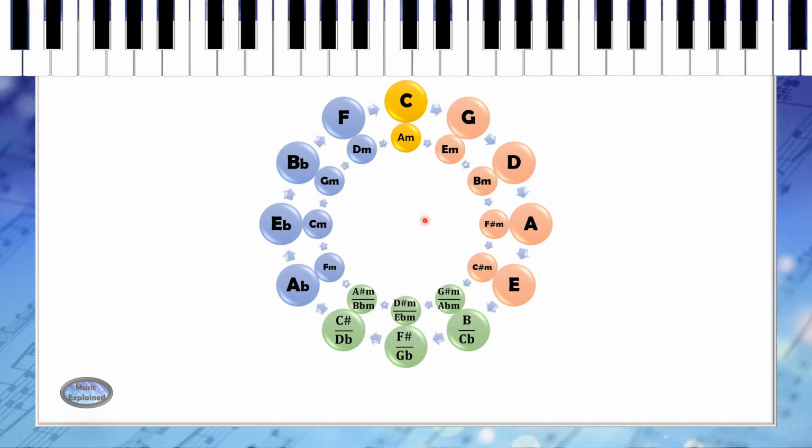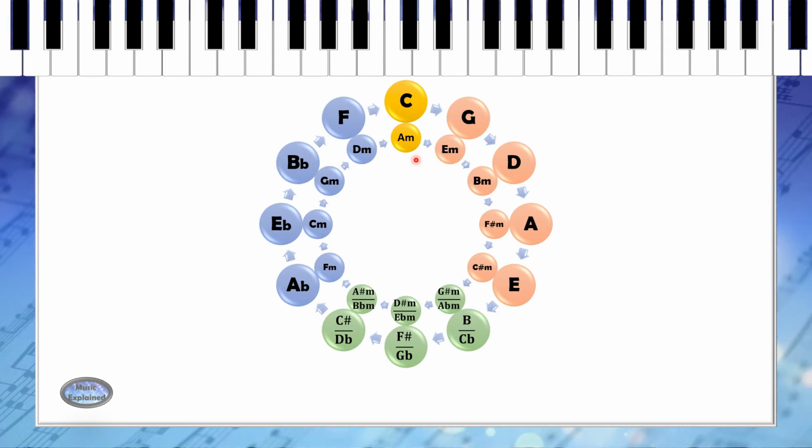On the inside of the circle of fifths, we see the relative minor scales. If you're composing and you want your song to go to the relative major or minor key, it is always easy to look at the circle of fifths.